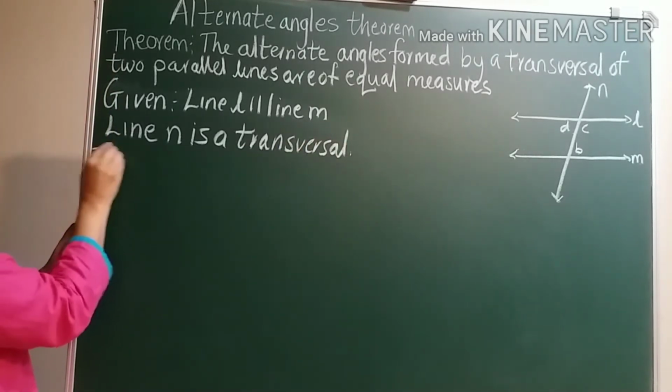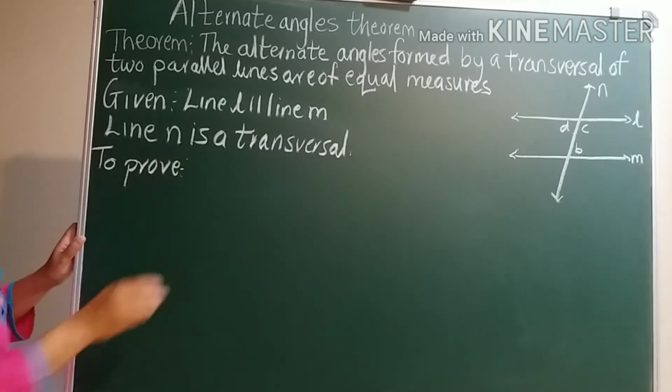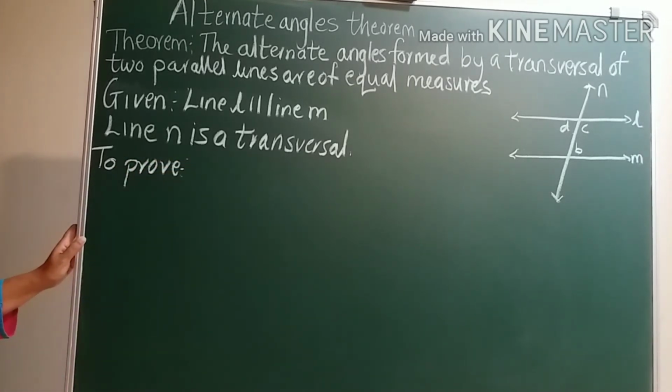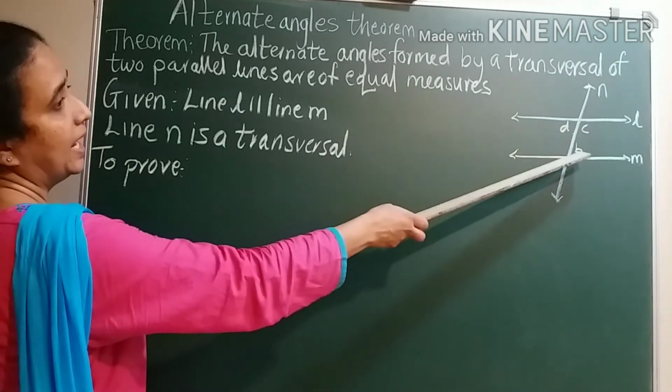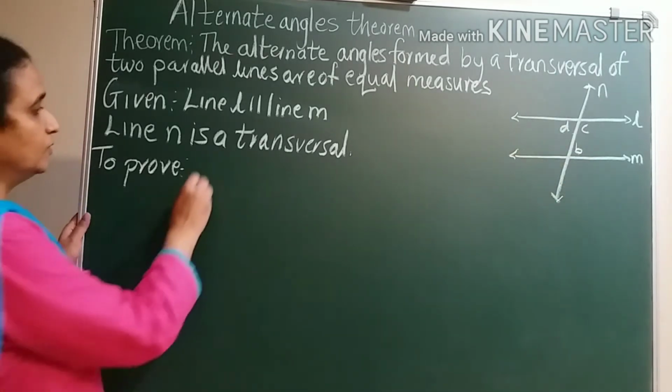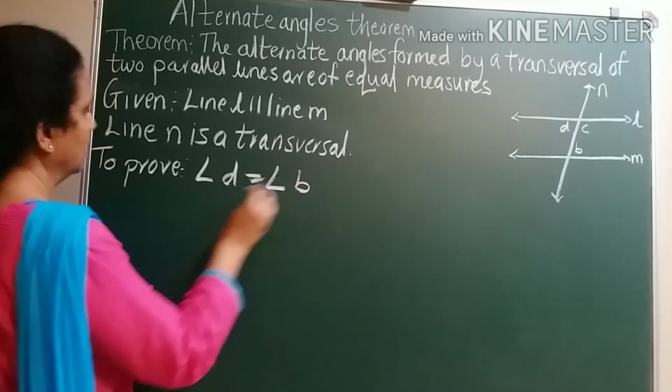Now, what we are going to prove? Over here, if you read the theorem, you will see we are going to prove that the angles formed because of the transversal, alternate angles which are formed because of the transversal, are of equal measure. So, which are the angles over here? D and B. So, we are going to prove that angle D is equal to angle B. Now, proof.